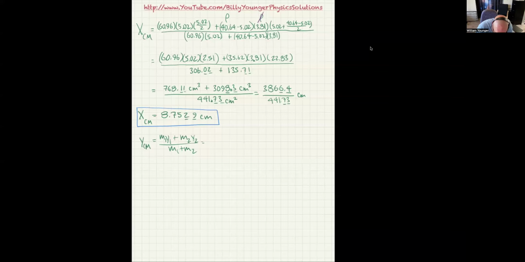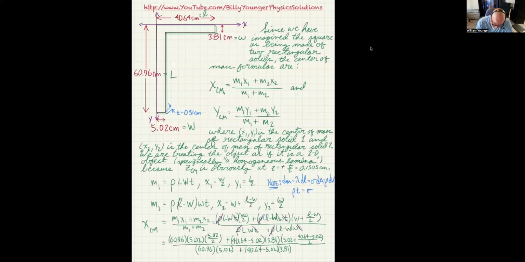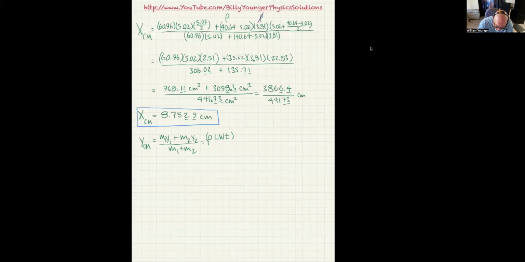So the M1 is going to be the density rho, and then the rectangle one has a height of L and a width of W and a thickness T. So that's M1. The Y1, however, is half of the L downward. So the Y1, remember, is capital L over 2. It's downward. That happens to be the positive Y direction, so we're good on that. So I'm going to put just L over 2 there for Y1.